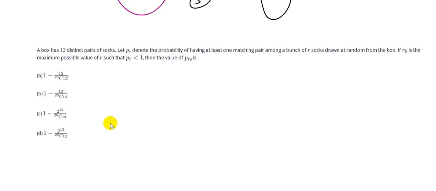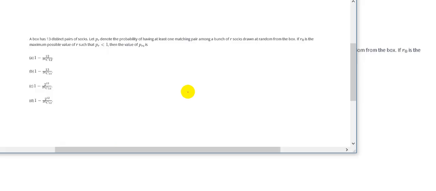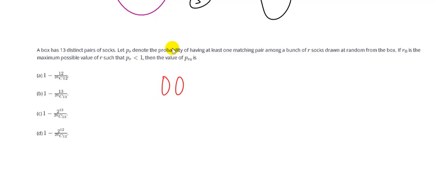Okay, let us simplify this. Instead of 13 pairs, let's say I have 3 pairs. And let me draw this, just to help you understand. It's a very simple problem if you understand the logic. One pair, second pair, third pair. So there are 6 socks in a box. What is the minimum number of socks that I should pick so that there is a guarantee of at least one correct pair? You don't know what pair you are picking. You are just putting your hand in and picking at random.